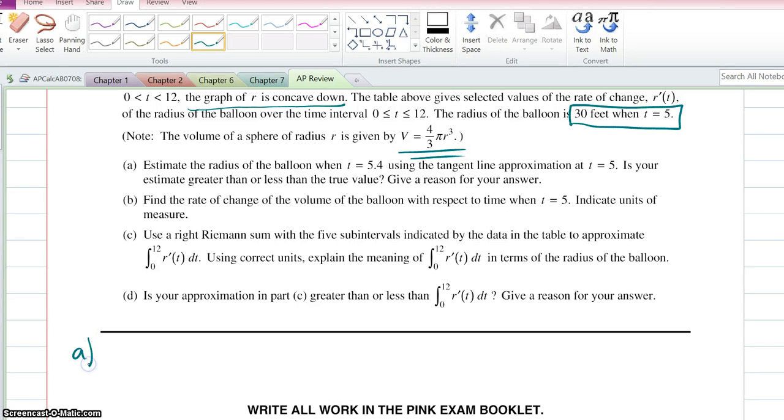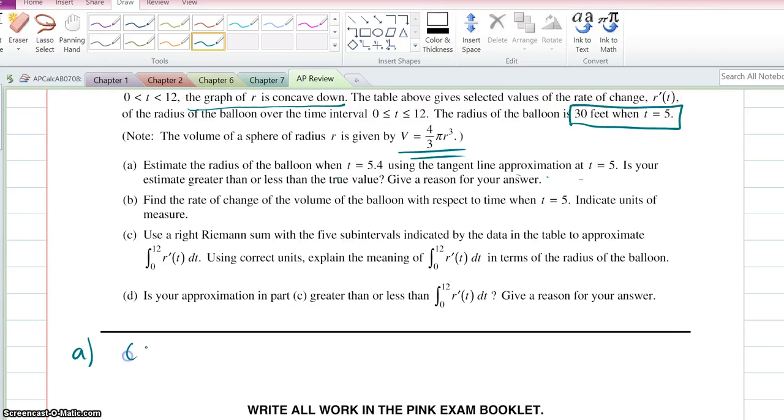Alright, so in part A it says estimate the radius of the balloon when time equals 5.4 using a tangent line approximation at t equals 5. Is your estimate greater than or less than the true value? Give a reason for your answer. This is just a linearization question. We're using a line to estimate a curve, so it's the linearization idea.